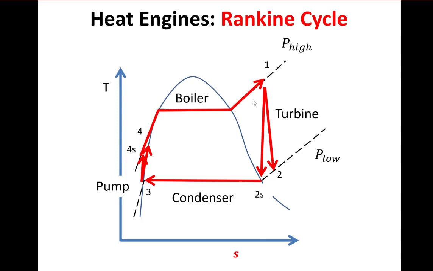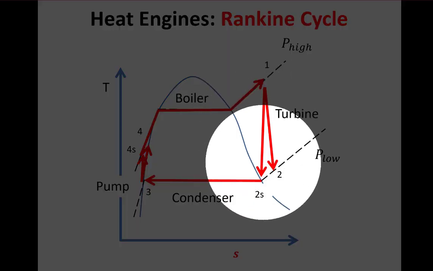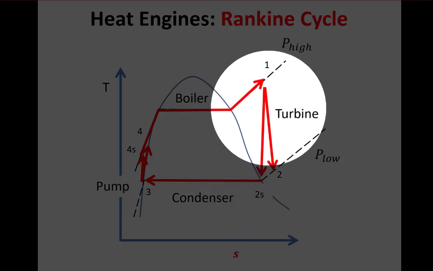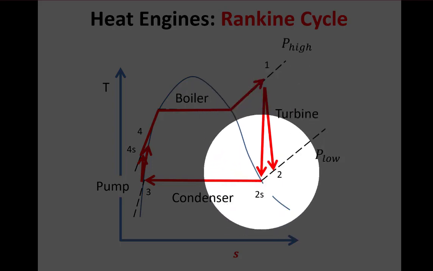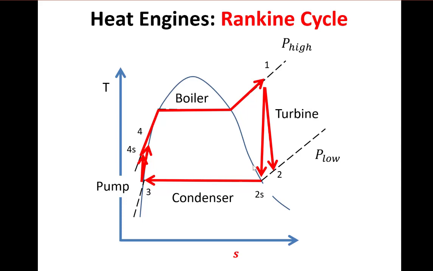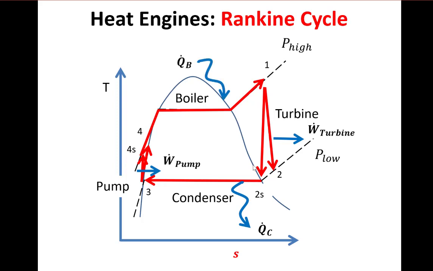When you draw this, if it's part A of a problem, you might not know exactly where this state is going to hit. That's fine if you draw it in the wrong place in your sketch. But as you work through the problem, you'll figure out where that state 2 and 2s are. The turbine produces power. The condenser rejects heat. The pump consumes power. And the boiler adds heat to the system.